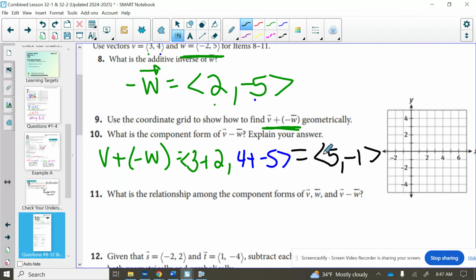So the idea of this is, again, you're adding that negative. Essentially what it turns into is you could also think about it as subtracting that value. So 3 minus negative 2 is the same thing as 3 plus 2, 4 minus 5. So that works out as well if you don't like the idea of the additive inverse.